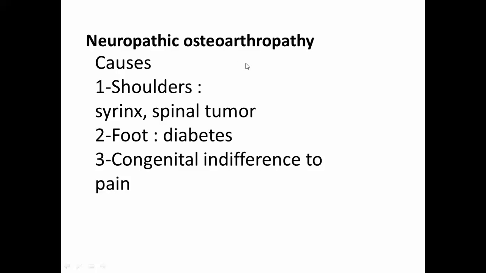The causes for neuropathic osteoarthropathy: in the shoulders, usually syrinx or spinal tumors; in the foot, usually diabetic; and in the lower limbs, usually congenital indifference to pain. Congenital indifference to pain, this is something congenital. That means that there is no pathologic cause you can search for.